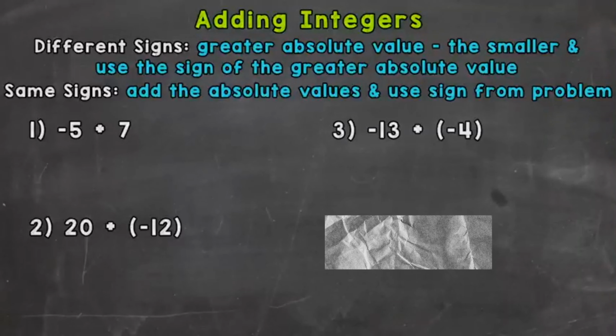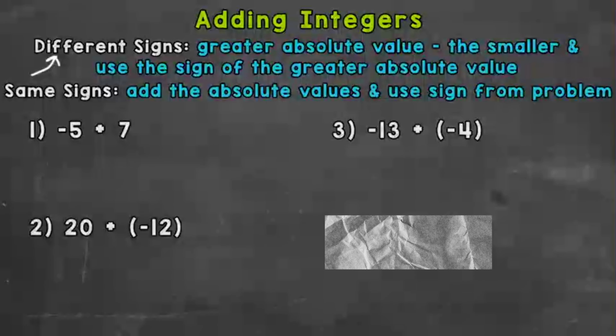We will have negative 5 plus 7. And the strategy we're going to use first is on the top of the screen. So first thing we need to do, see if we have different signs or the same signs. In the case of number 1, we have negative 5 plus 7, so we have different signs. So what we need to do is find the absolute value of our integers. And then we'll take the greater absolute value and subtract the smaller absolute value, and that's going to give us our answer. We'll use the sign of the greater absolute value for that final answer.